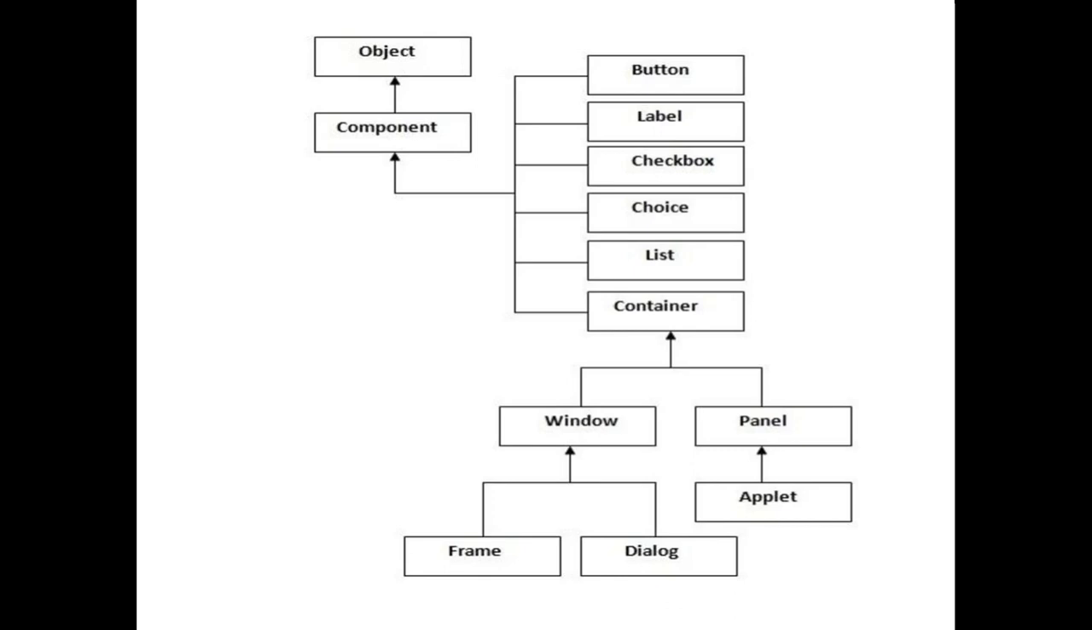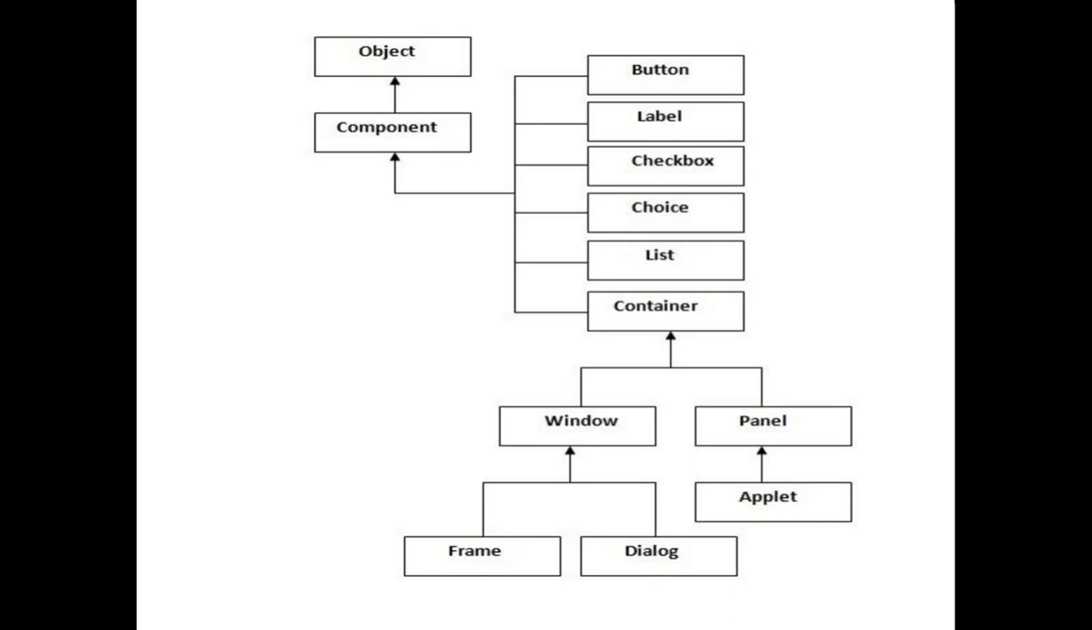But container means it's a container of components. That means container is a component, and in that container it can accommodate all these components. If you have a container, then you can pack buttons, labels, checkbox, all these things inside that container. That means container itself is a component, and in that you can have a number of buttons, labels, checkbox. All these components can be inside a container. And Window and Panel are subclasses of Container.